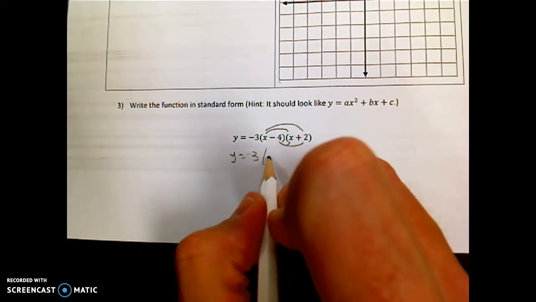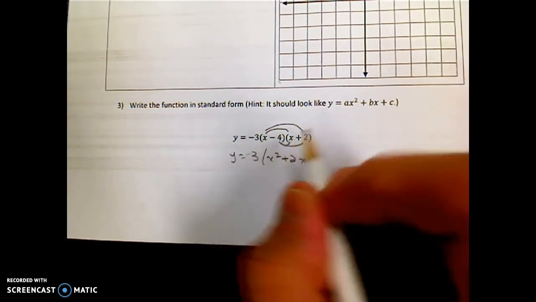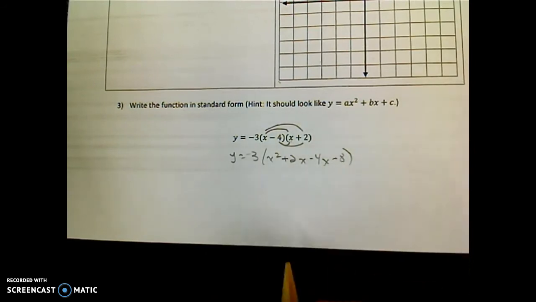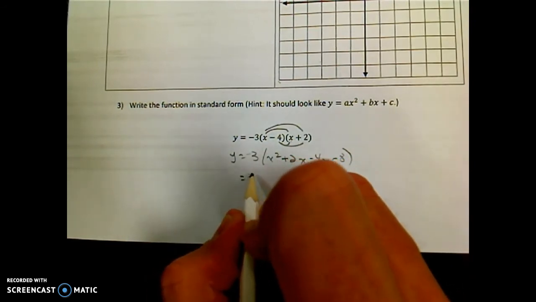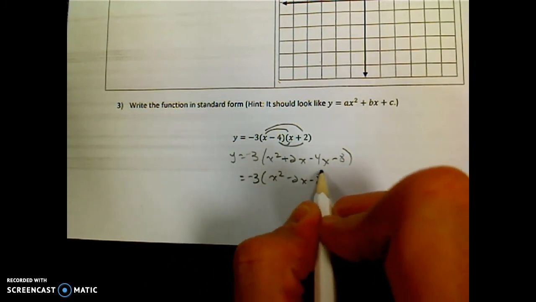X times x is x squared. X times 2 is 2x. Then I have negative 4 times x, so minus 4x. Negative 4 times 2 is negative 8. Let's combine like terms. X squared minus 2x minus 8.